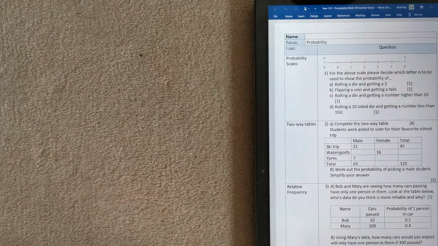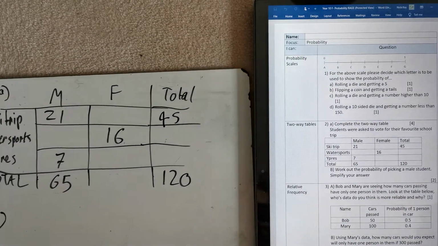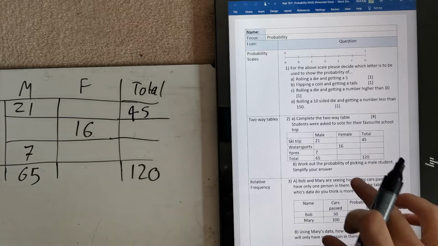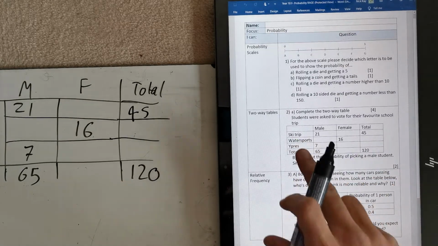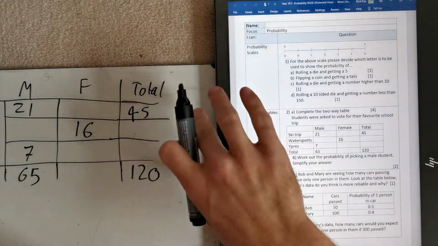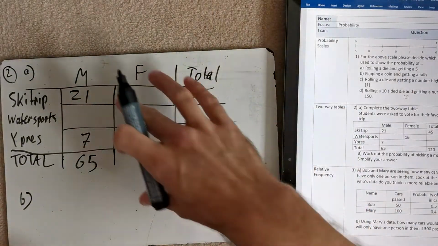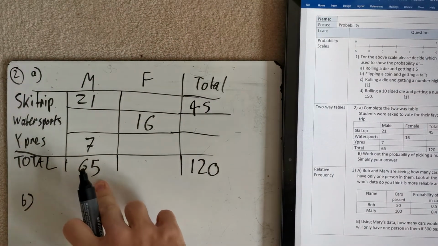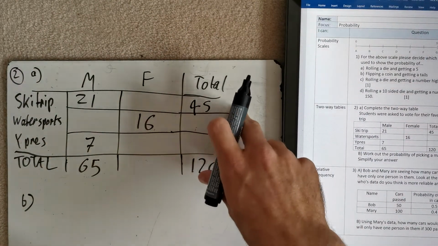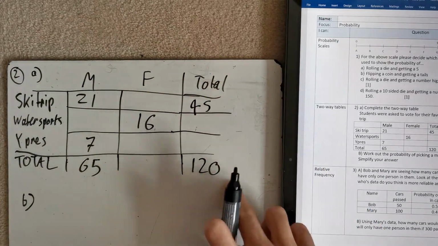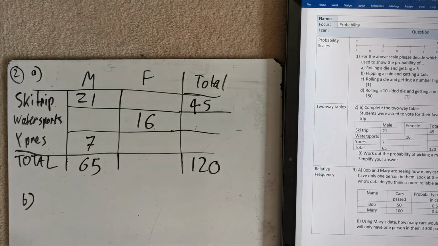All right, the second one uses a two-way table. First of all, students were asked to vote on their favourite school trip. So we've got ski trip, water sports, and EAP, and it's split between males and females. Remember, in two-way tables, all of the columns have to add up to the total at the bottom, and all of the rows have to add up to the total at the end. These will always add up to the grand total at the bottom there.